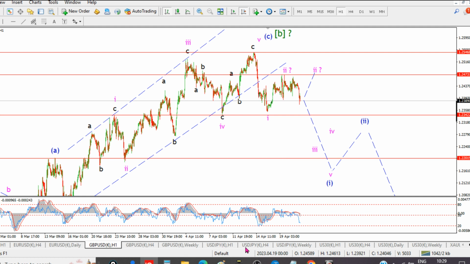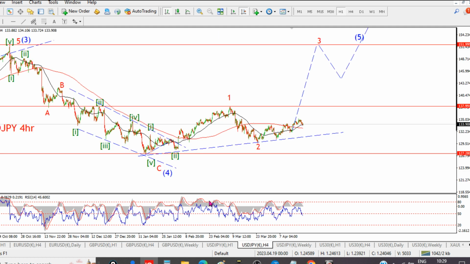Okay, let's move on. Here is the count in dollar yen. Overall, I'm looking for a very large third wave rally that hasn't appeared just yet, and it's much like the wave C decline in euro dollar and cable. That decline hasn't come yet, and this rally hasn't come yet. So we're kind of stuck in a little bit of limbo here. But we have a wave 1 and 2 done.